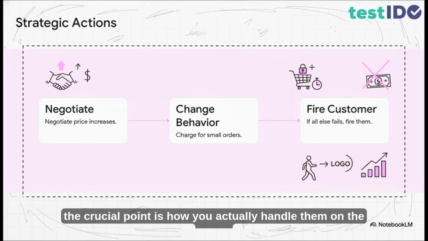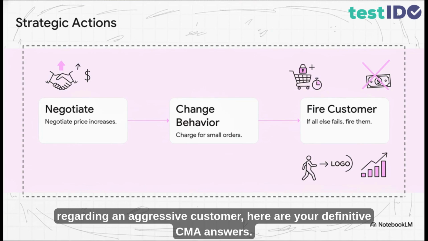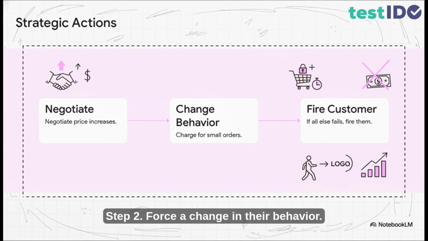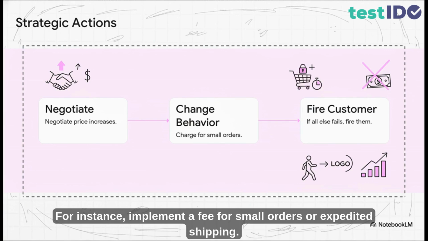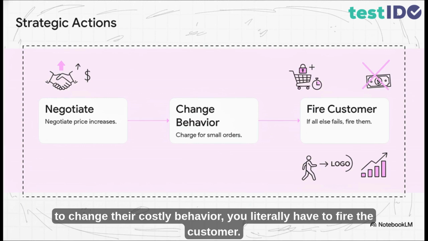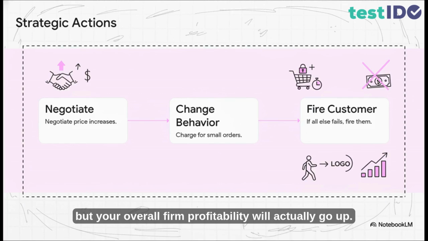So the crucial point is how you actually handle them on the exam. When a multiple-choice question asks for the strategic action regarding an aggressive customer, here are your definitive CMA answers. Step 1. Attempt to negotiate price increases to actually match the insane service they demand. Step 2. Force a change in their behavior. For instance, implement a fee for small orders or expedited shipping. And step 3, if they refuse to pay more and absolutely refuse to change their costly behavior, you literally have to fire the customer. Yes, you'll lose revenue, but your overall firm profitability will actually go up.